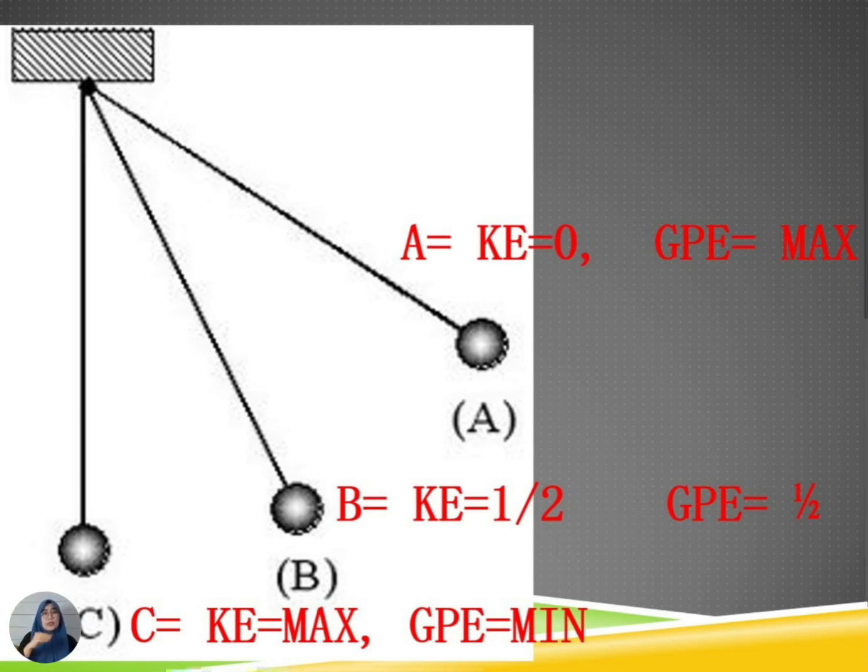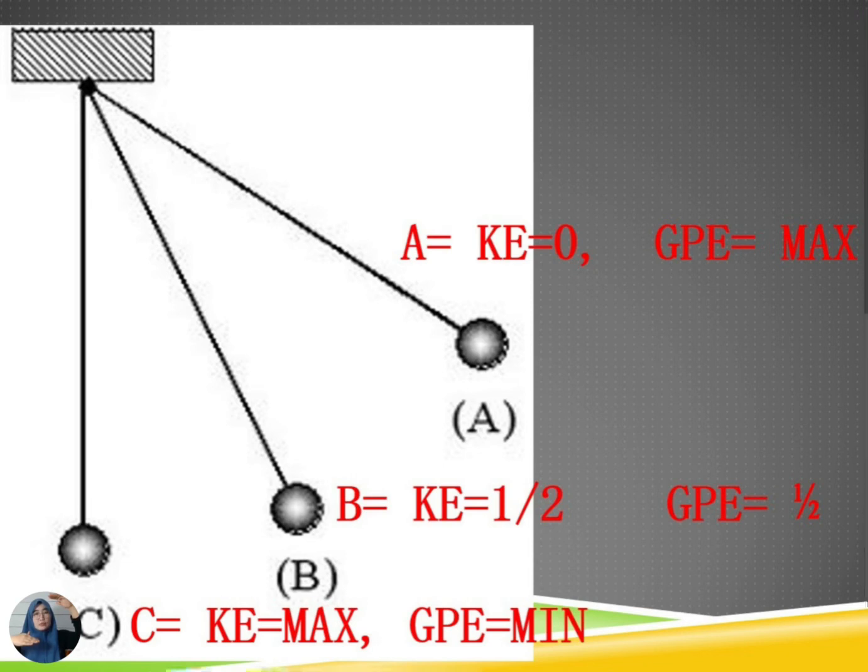Look here. At position A, you can see, this one refers to the gravitational potential energy. This one is not the elastic potential energy. Gravitational potential energy will be at maximum height. You can see A is at maximum height, and the kinetic energy is zero. So GPE is maximum, the kinetic energy is zero.